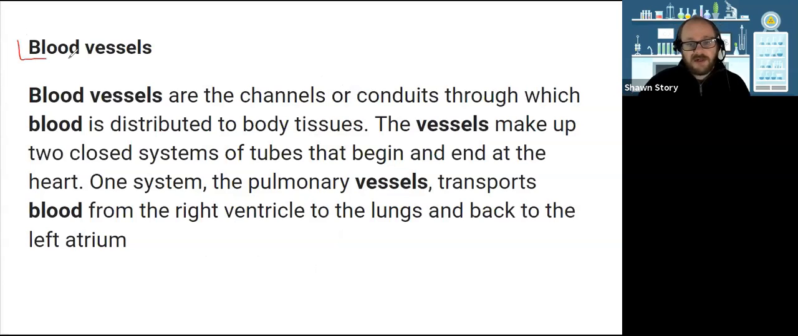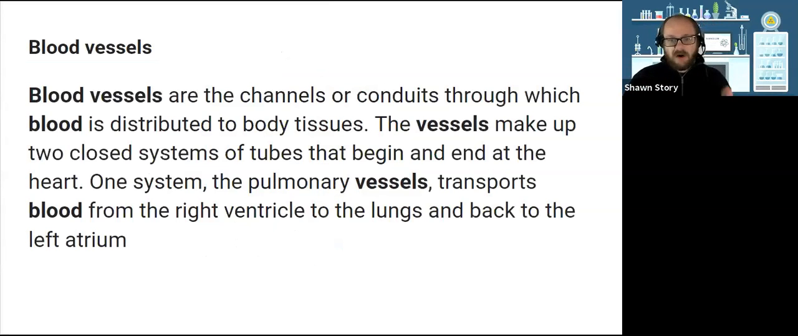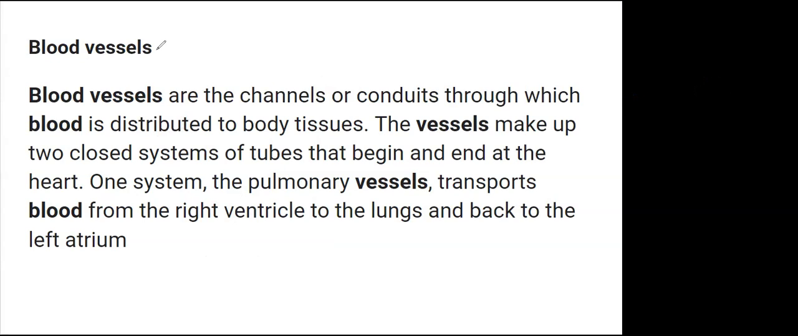So then going to blood vessels, this is what we're talking about. The red and the blue are all blood vessels. Blood vessels is kind of like the big term talking about all of them. Who would like to read our definition of blood vessels? I can do it. Okay, go ahead.